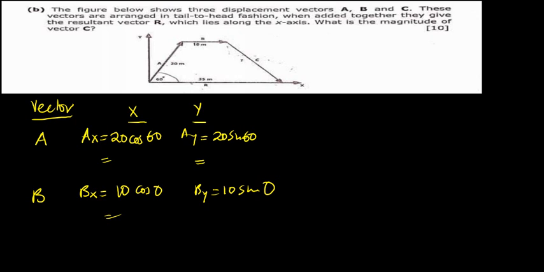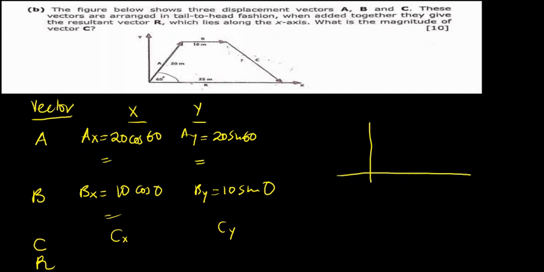I'll show that again. And then we've got vector C, which we don't know, so we just say cx and cy. And then now we've got the resultant. The resultant just lies along the x-axis. And when a vector lies along the x-axis, that means it doesn't have any y component. The very same x value, that's the value that it is there.